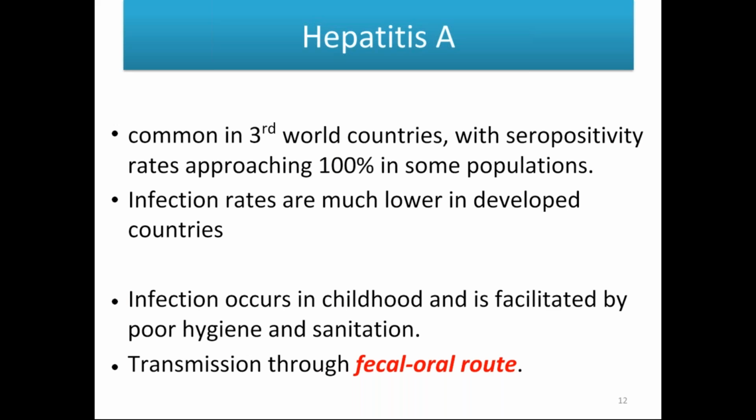Coming to hepatitis A, it is common in third world countries, that is, underdeveloped countries. And the main mode of transmission is the fecal-oral route, unlike hepatitis B and C, which is direct contact. So where low socioeconomic income groups are present, that is in slums and underdeveloped countries, where people are aggregated together in a closed space, hepatitis A is more common there.